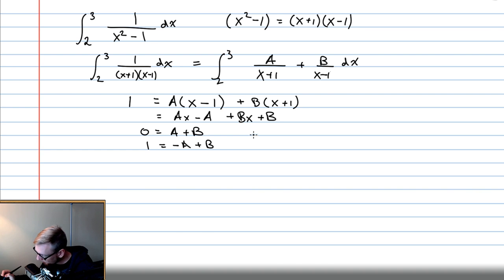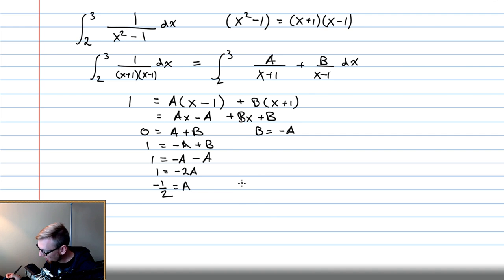And in this one, we say b is equal to minus a. Take the a to the other side. Then, in this one, well, if b is minus a, we've got 1 equals minus a minus a. So 1 equals minus 2a. Divided by minus 2, we've got negative 1/2 is equal to a, which implies that b is equal to 1/2. Nice. Okay.